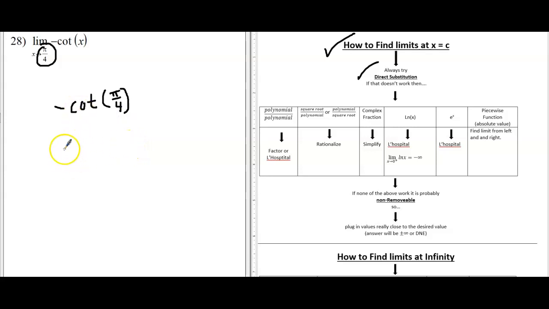Okay. Well, cotangent, as you guys might know, is the reciprocal of tangent. So I'm just going to rewrite it as tangent. And tangent of pi over 4 is 1. So I'm left with negative 1 over 1, which is negative 1. And voila, we got an answer. So the answer, number 28, is 1. It was just a basic direct sub problem.